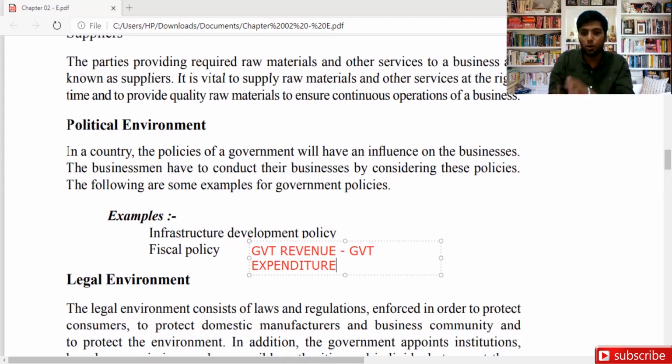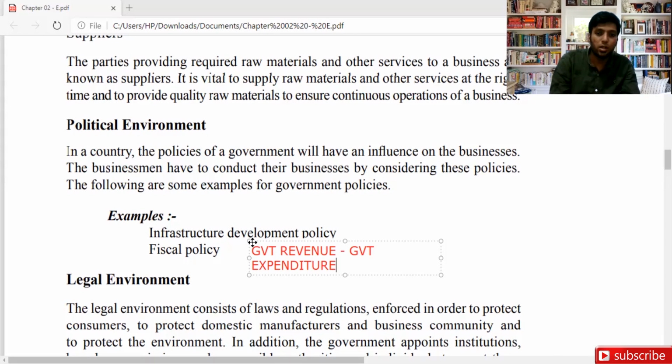So there's a difference between political and legal. In the political environment, the business is influenced in a different way. In the legal environment, the business is also influenced in a different way, but here they consider the laws and regulations. In the political environment, they are mostly concerned with the government's expenditure and revenue, and with how much they can improve the economy, and you need to apply the rules and regulations.